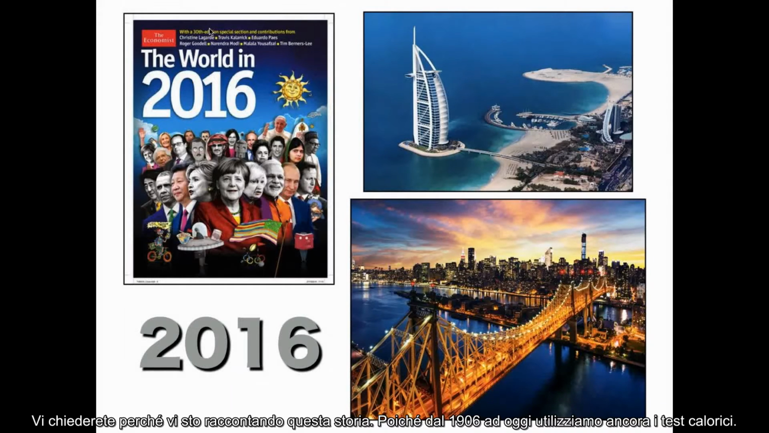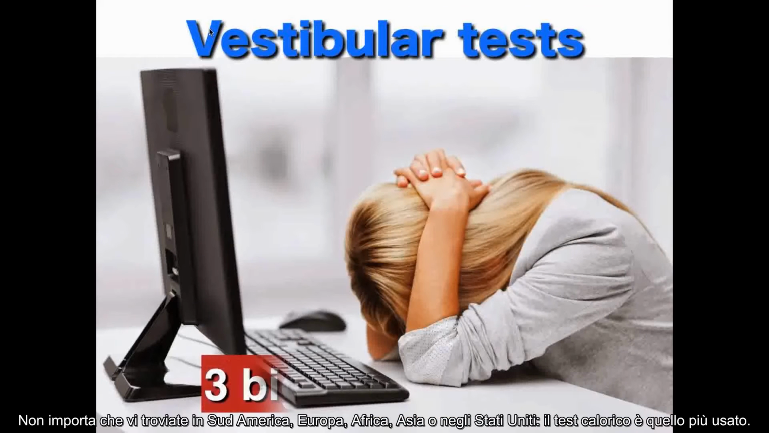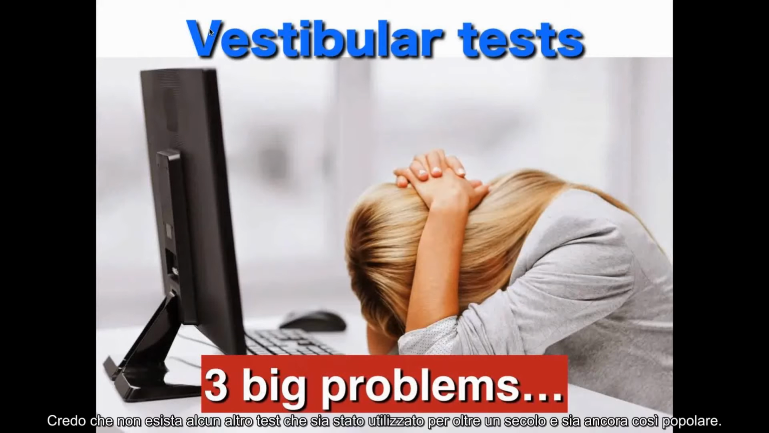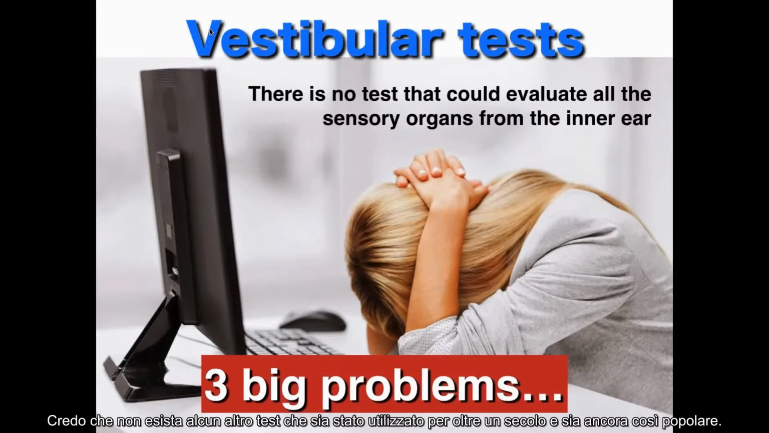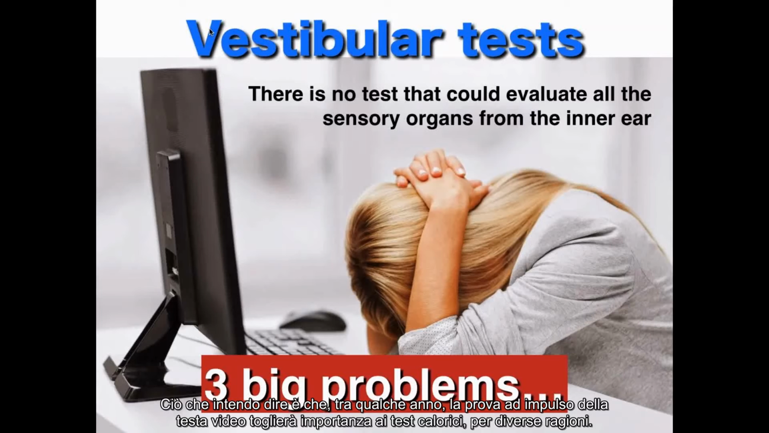Because since 1906 until now, we are still using calorics. I mean, calorics is by far the most used test for vestibular function. It doesn't matter if you are in South America, Europe, Africa, Asia, or the United States, calorics is the most popular way. And at least in my opinion, there's no other test that we have been using for more than 100 years that is still popular. So my point is, I guess in a few years, the video head impulse test is going to take over much of this caloric importance for many, many reasons.